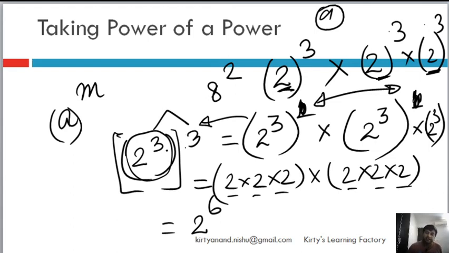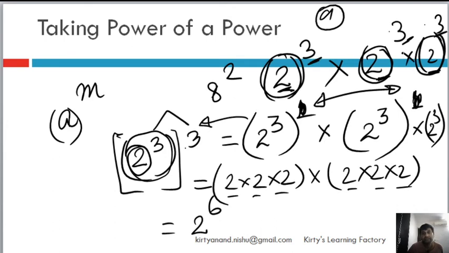And which is why, when I am taking a power of a power, essentially what I am doing is multiplying the same base, which is this base, over and over again. So if it is 2 raised to the power 3 whole cube, I am basically multiplying 2 raised to the power 3, 3 times, right? And therefore this 3 and this 3 will get added.